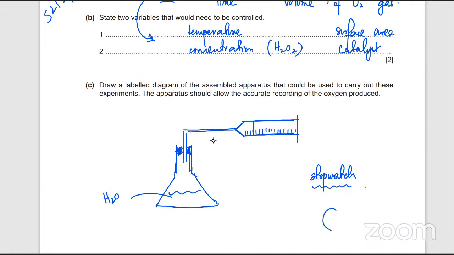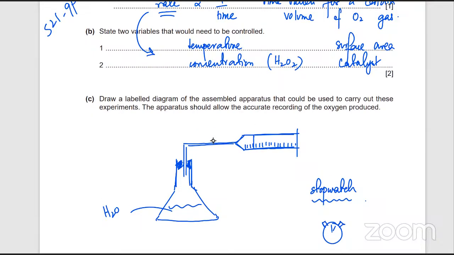तो अब पता नहीं इसमें you can just add a stopwatch. ठीक है, because more irrelevant. I don't think they'll give marks for that. Now the thing is, how do you add the catalyst?